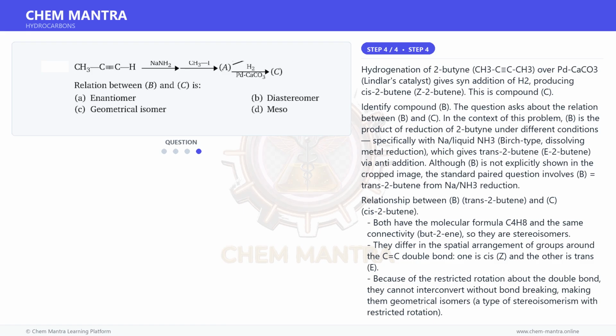Enantiomers are non-superimposable mirror images. Cis and trans 2-butene are not mirror images of each other. Why not D, meso? Meso compounds contain stereocenters but are achiral due to internal symmetry. Neither cis nor trans 2-butene is a meso compound in the classical sense of that term, they lack stereocenters. Both B, diastereomer, and C, geometrical isomer, correctly describe the relationship, as geometrical isomers are a subclass of diastereomers. Therefore, the correct answer is B, C.